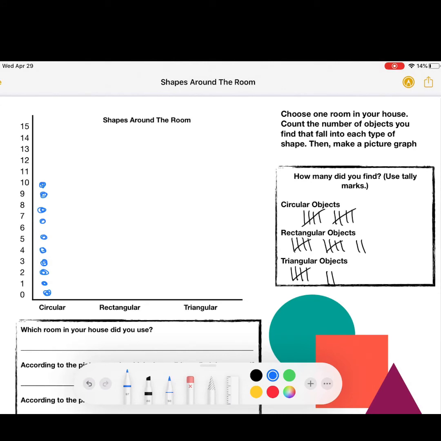How many rectangles am I going to draw? I'm going to draw 12 rectangles because I found 12 rectangular objects. How many triangles am I going to draw? I'm going to draw 7 triangles because I found 7 triangular objects.